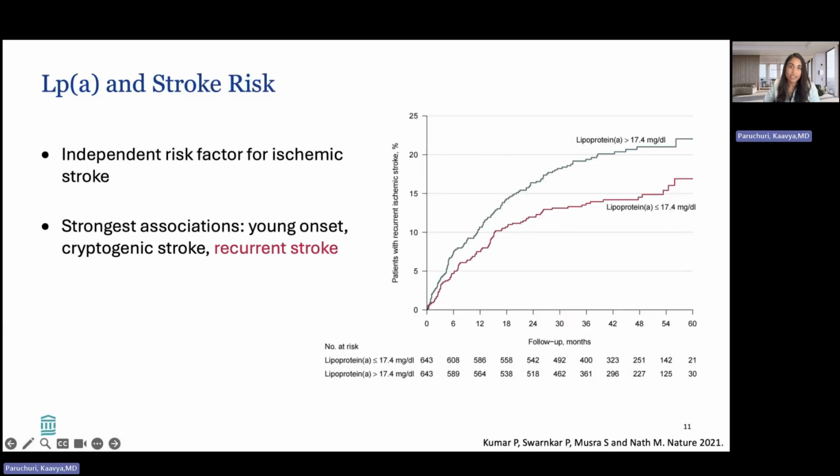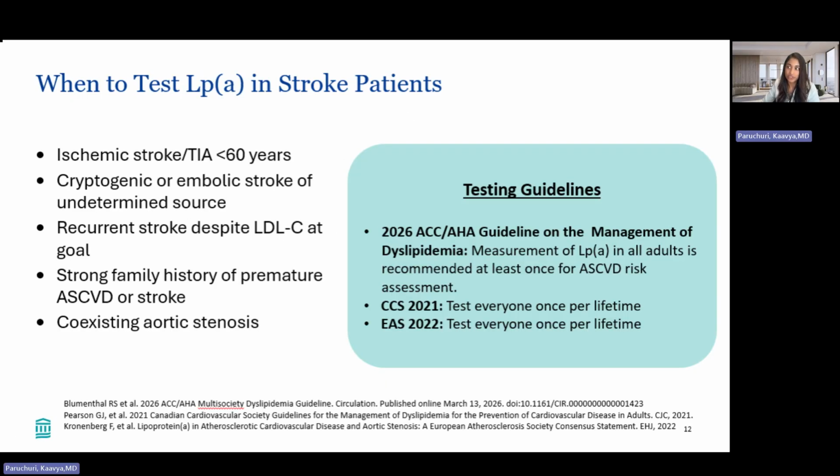LPA is particularly relevant, though, in patients from high-risk ancestral groups or those with unexplained or recurrent events, as seen here in this chart, showing percentage of patients with recurrent stroke on the y-axis and time from the incident stroke on the x-axis. The curves diverge quickly, with the patients with higher LPA in blue developing more total and earlier recurrence. Taken together, this raises the question of when we should be measuring LPA in our stroke patients and how that information should influence secondary prevention strategies.